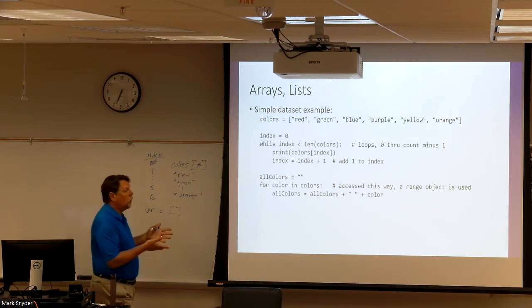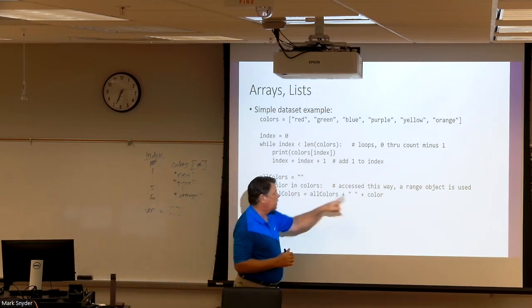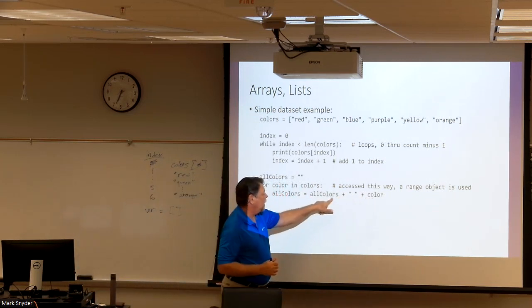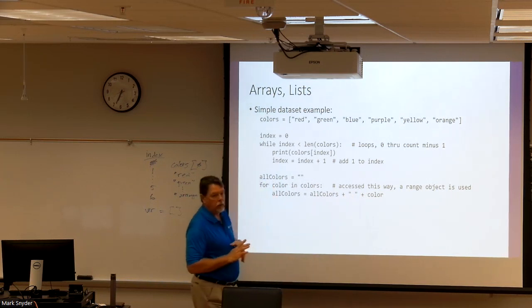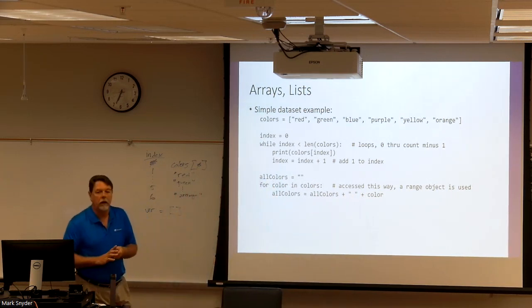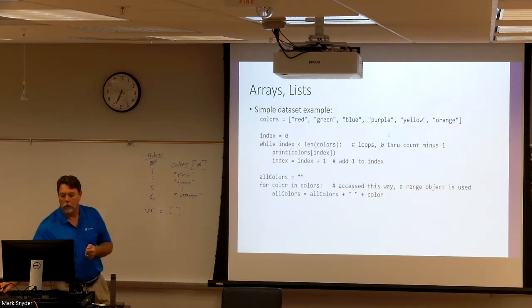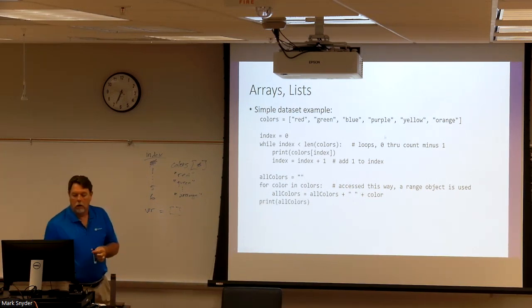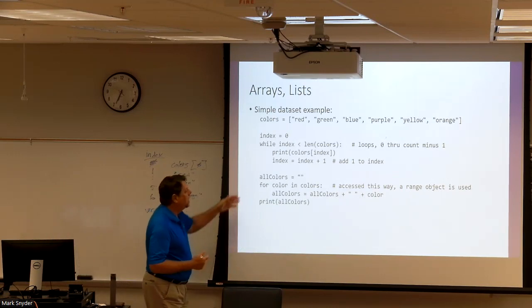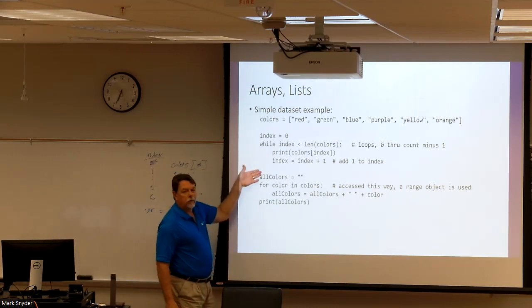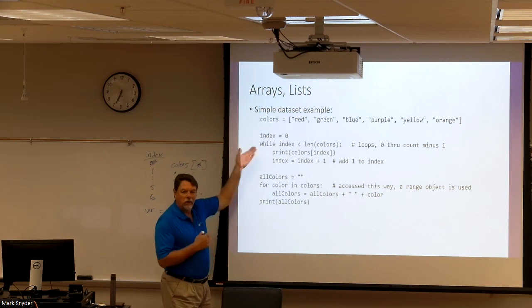And I'm going to append this particular color to the end of all_colors with a space in between them. We've done that before in a previous program, so that should not be new. And that's it. So 4 lines of code versus 4 lines of code, which one do you like better?